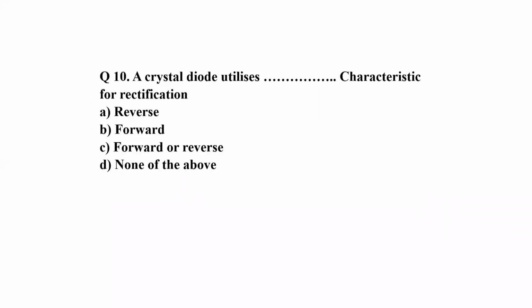And in this question: a crystal diode utilizes which type of characteristics for rectification? We know that when the diode is in forward bias, there must be a flow of current and we get the output voltage across the load. That's why the answer for this last question is that a crystal diode utilizes only forward characteristics for its rectification.